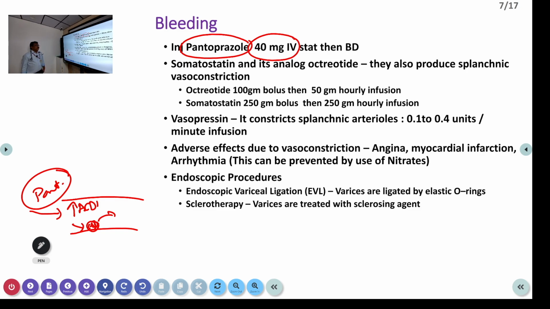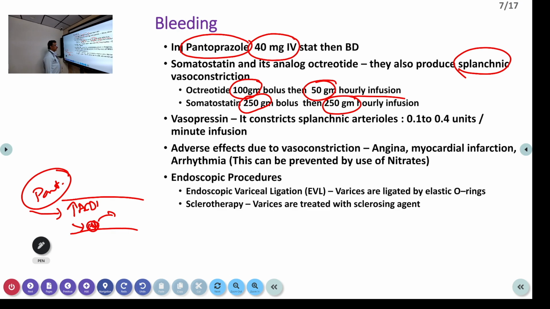Next one is octreotide. We have already seen splanchnic vasodilatation. It has got splanchnic vasoconstriction. Octreotide 100 microgram bolus, then 50 microgram hourly infusion. Otherwise, you can give somatostatin 250 microgram bolus, then 250 microgram hourly infusion. So that can be given.